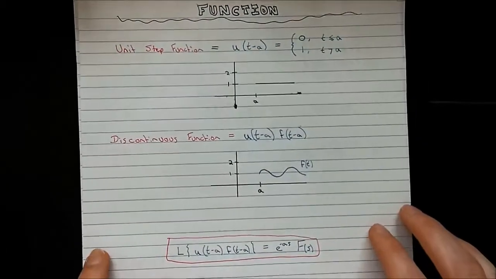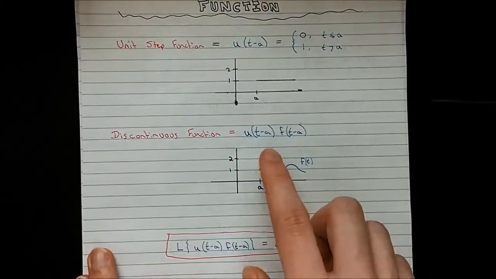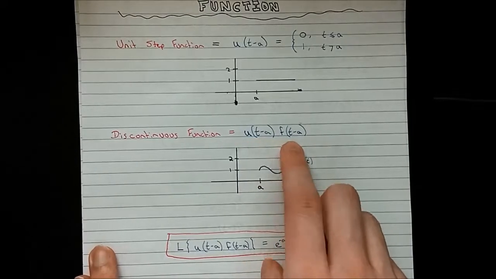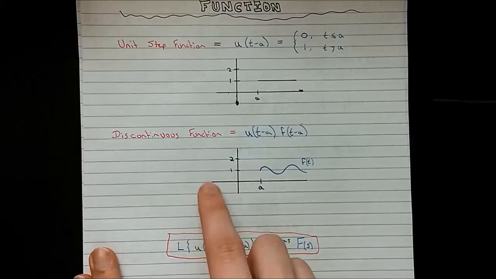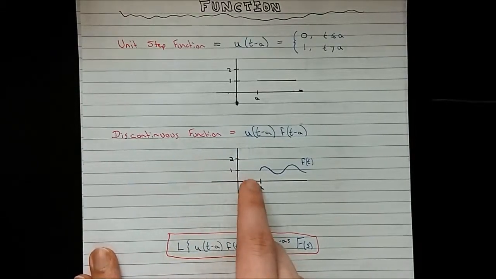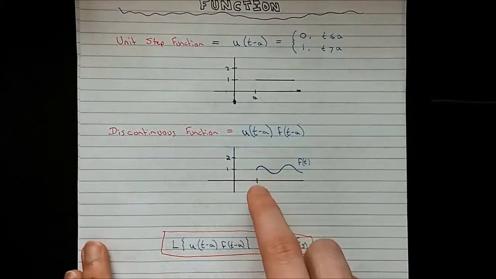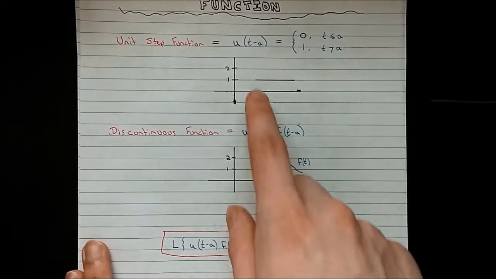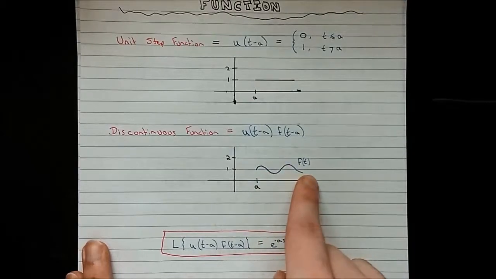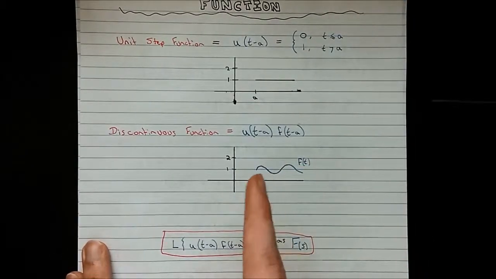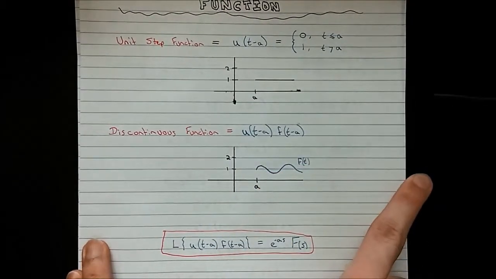Just that simple. For a discontinuous function, you take your unit function, multiply it by some function. So now over here, our unit function is 0, so that other function, no matter what it is, also becomes 0. But here we're multiplying it by 1, so it stays the same. So you end up with some sort of curve here that starts at a and just goes this way off into infinity.